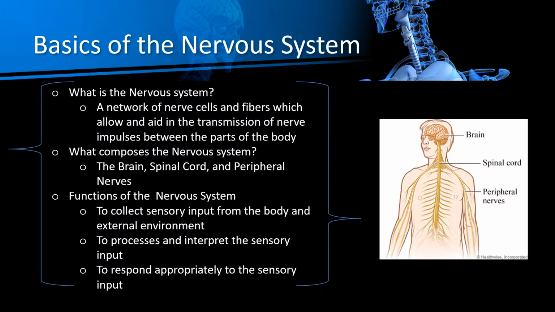The nervous system is a combination of nerves, cell fibers, and the brain and our spinal cord working all together. The nervous system starts when we're infants, even before we were born, and it keeps developing until we die. So the nervous system is composed of three major aspects: the brain, our spinal cord, and our peripheral nerves.